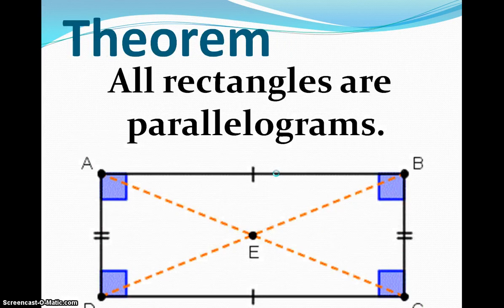All rectangles are parallelograms, which means that everything that we've covered so far with our parallelograms, all the theorems that have been involved with that, apply to rectangles, and in 7-3 we proved one of those in the last video. So if you don't remember that one, take a look back at your notes and remind yourself that we used the fact that it was a parallelogram to prove that it was a rectangle.